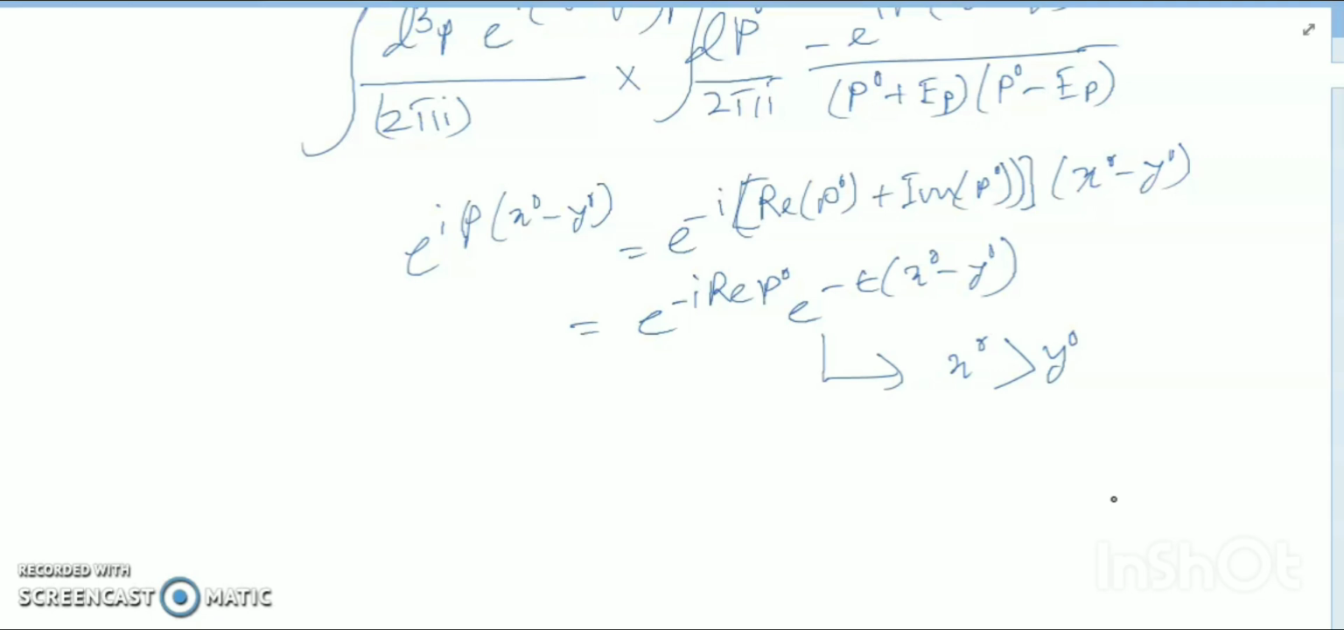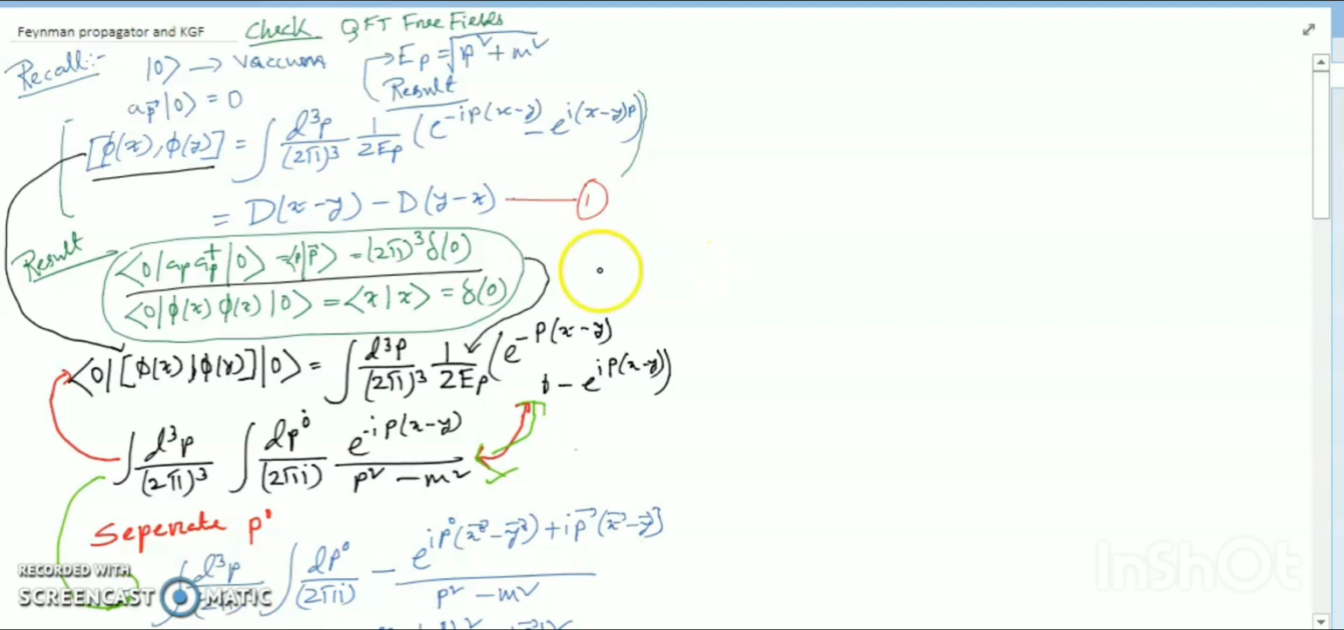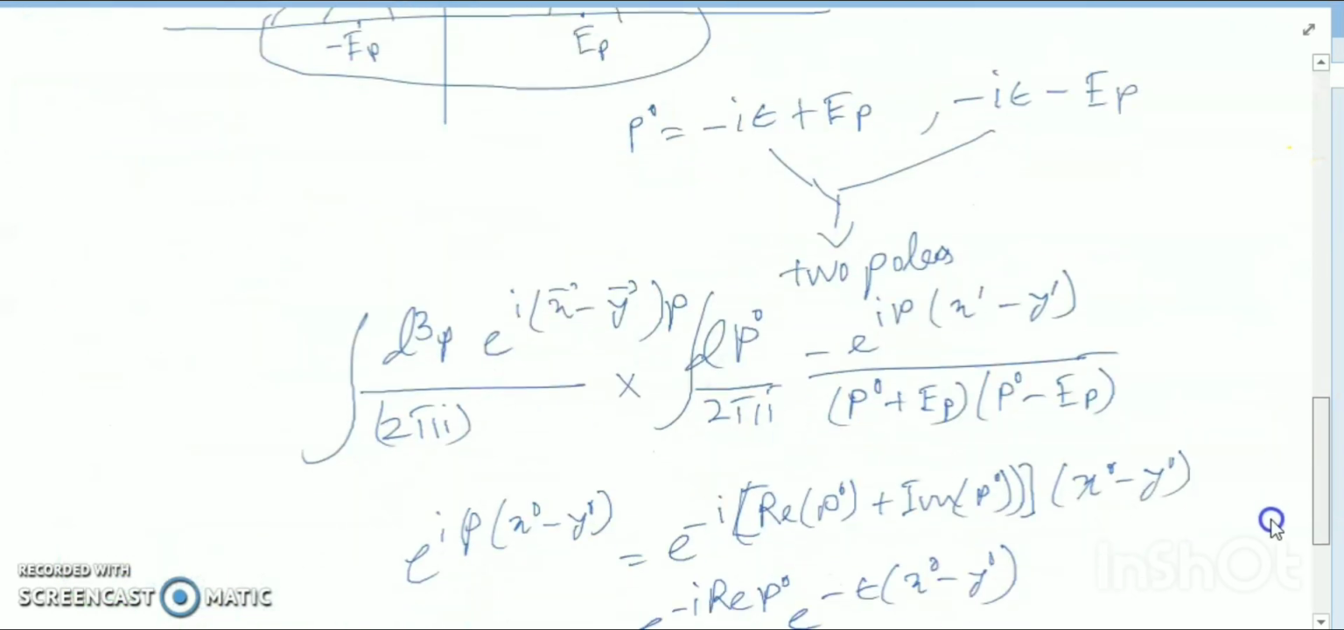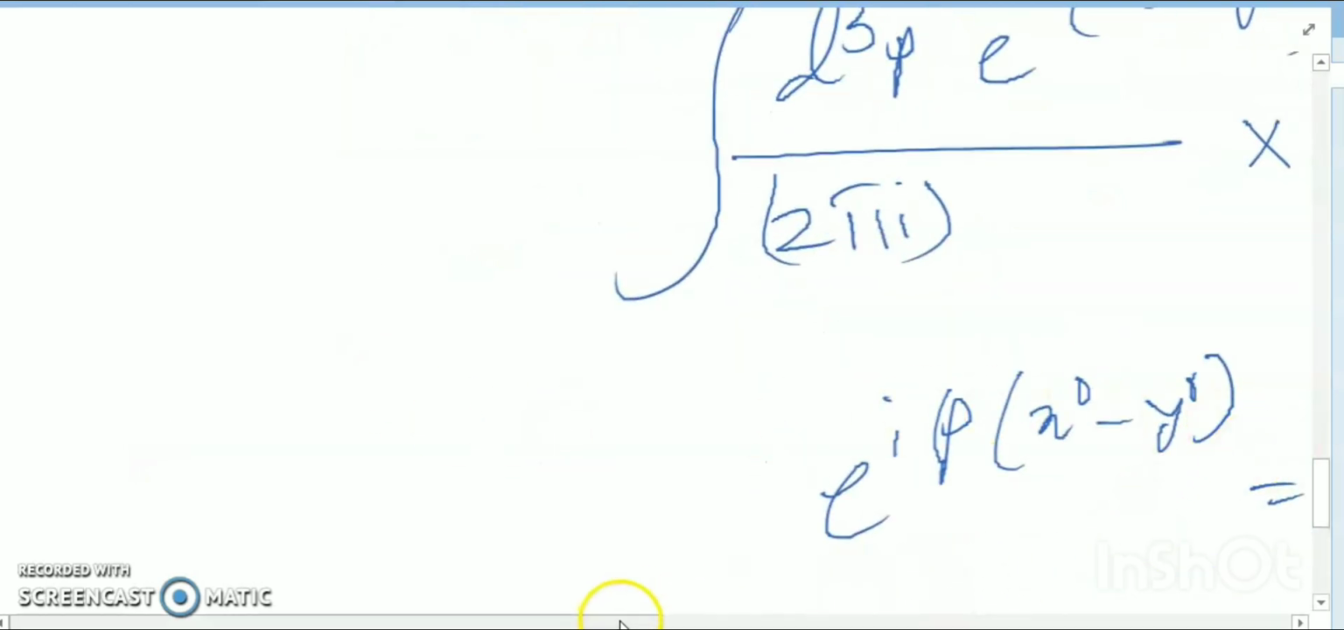In quantum field theory, just remember this is the C-number function. You need to know the C-number function. So this is my total work. I hope you can understand. I just tried to discuss what happens when I use the residue theorem. Okay, so let's move on.